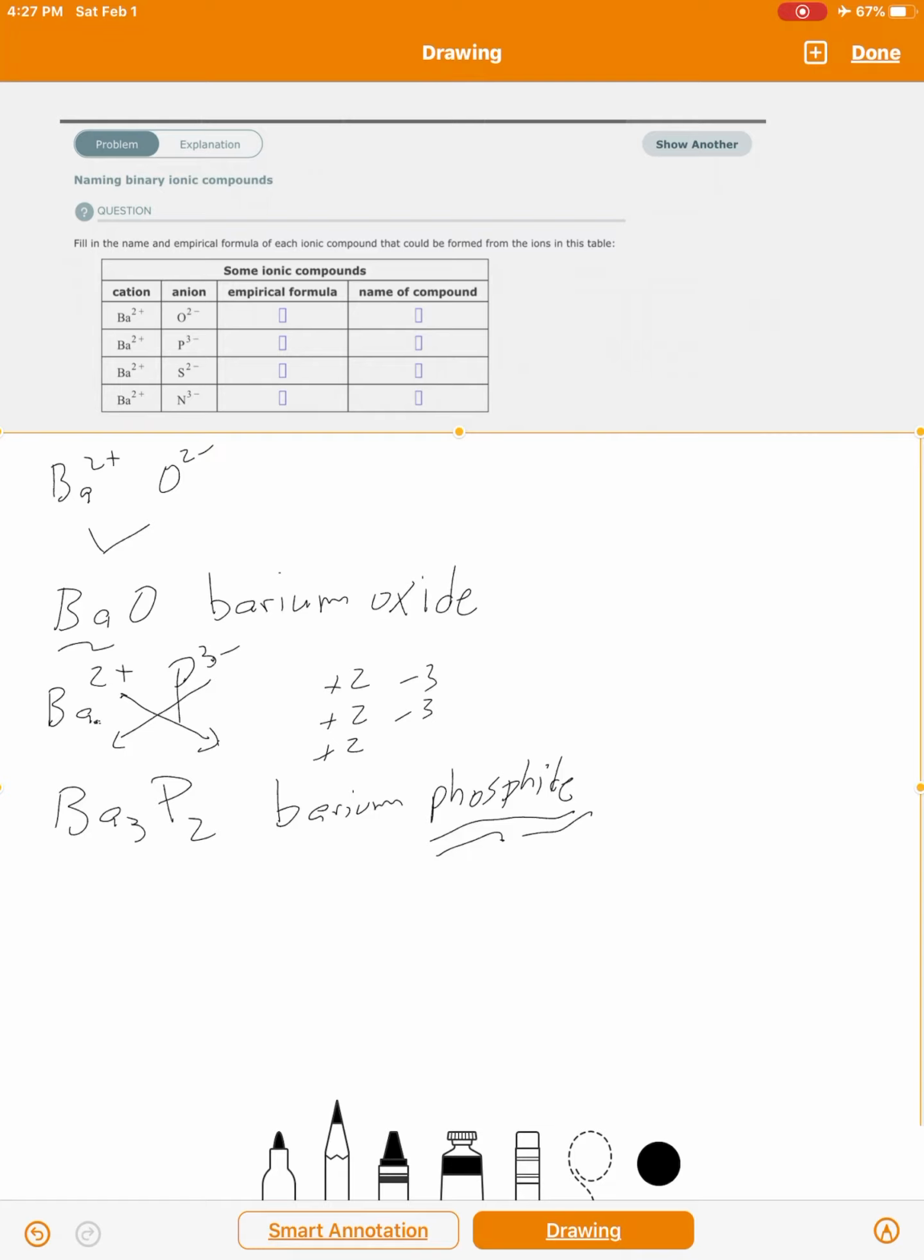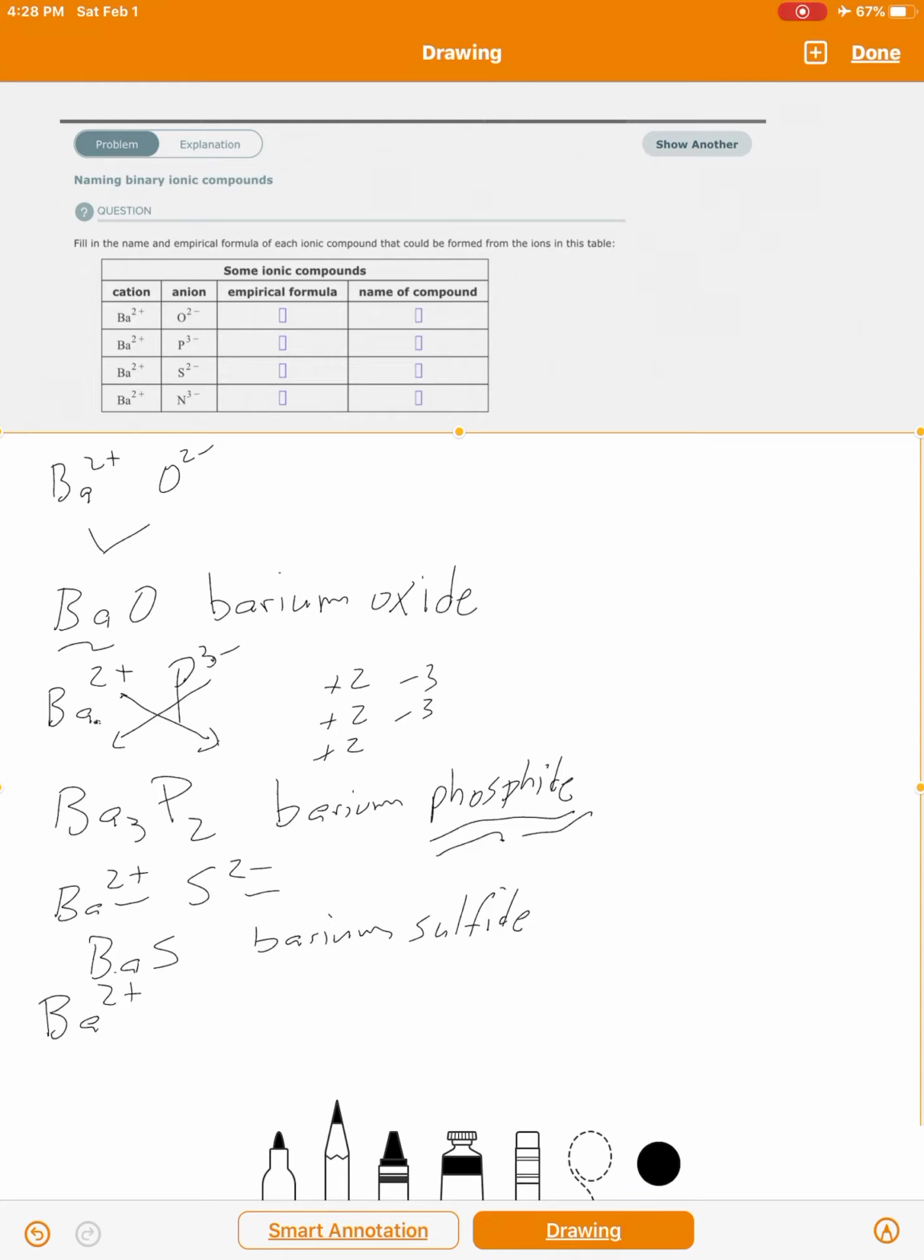So the next one is barium with sulfur. So barium and sulfur. Barium sulfide, right? So that's easy. But keep in mind, plus 2 minus 2, the charges are equal. So it's just going to be 1-to-1 ratio. If the charges are equal, it's a 1-to-1 ratio. So 1 barium, 1 sulfide. Name of it, barium sulfide. Change the ending to IDE.